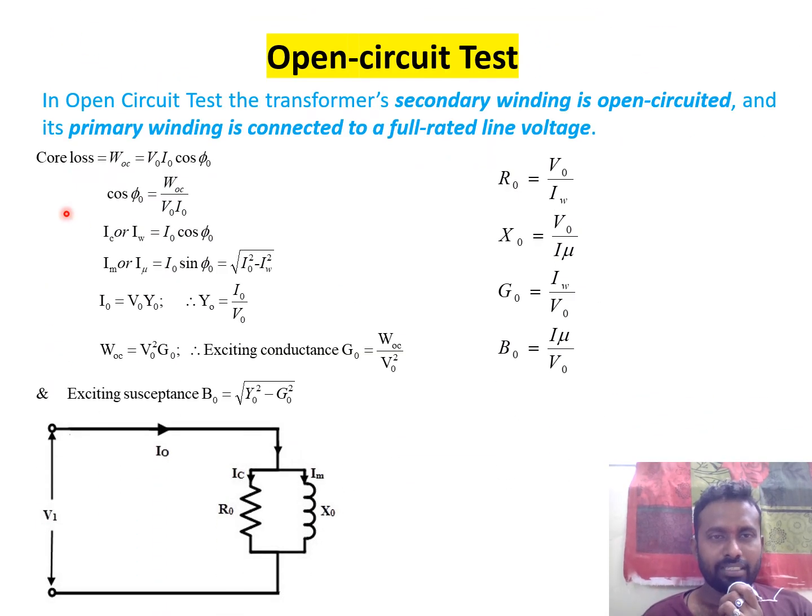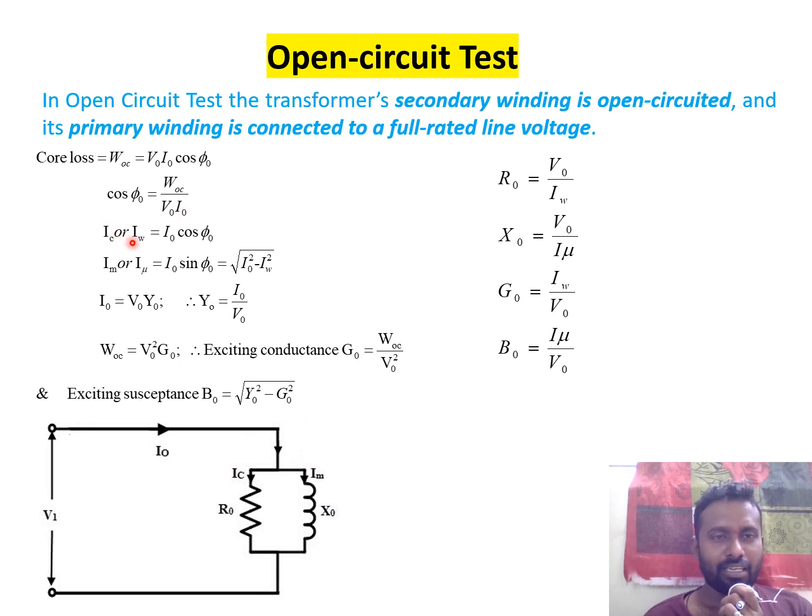So for the open circuit test, these are the calculations. In the open circuit test, the transformer secondary is open and the primary is connected to full rated line voltage. This is the reading of the wattmeter, equal to V0 I0 cos phi naught. You'll get this value from the wattmeter. So you'll find cos phi naught from W0 by V0 I0. V0 is the voltmeter reading, I0 is the ammeter reading.